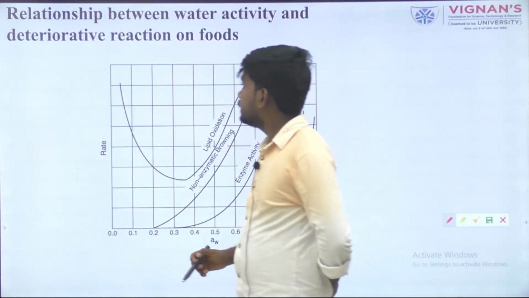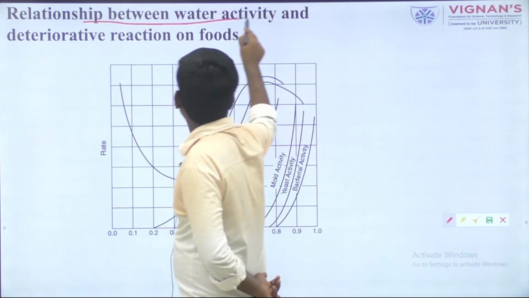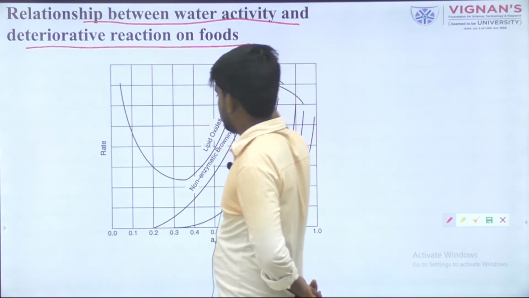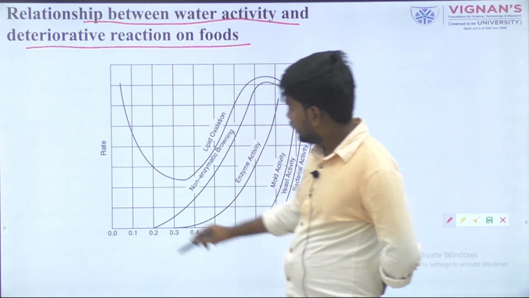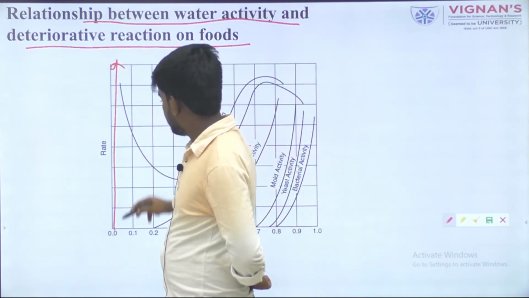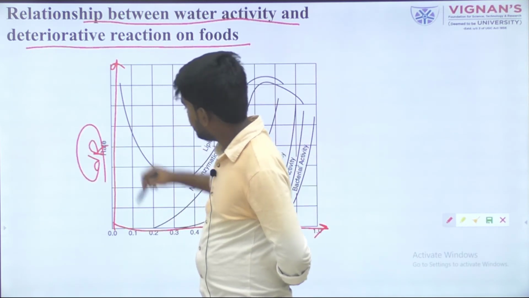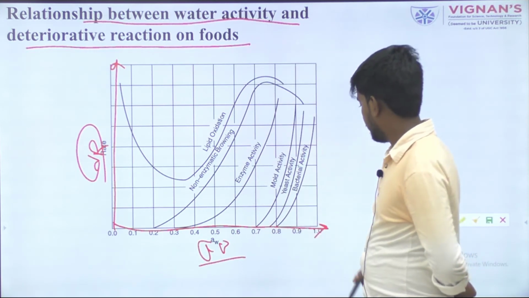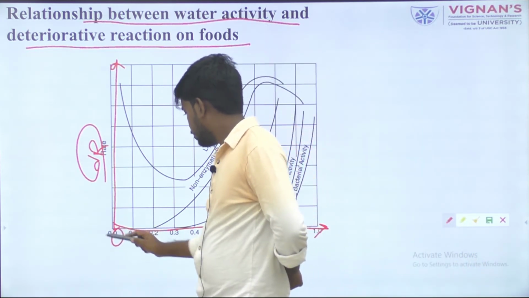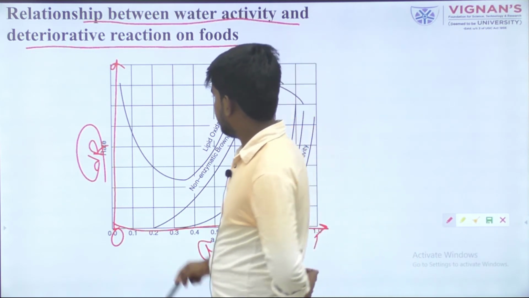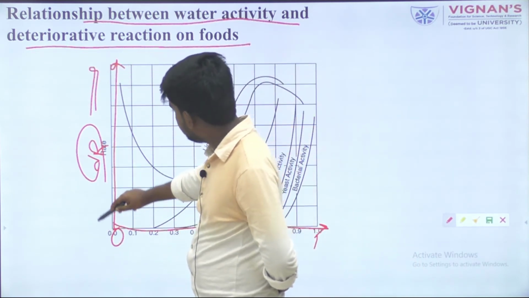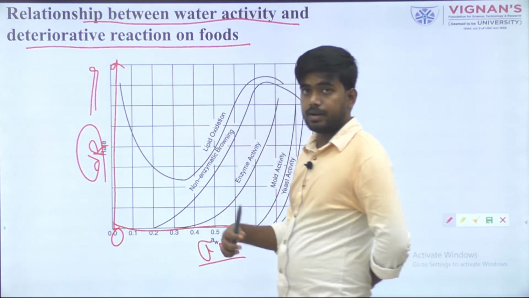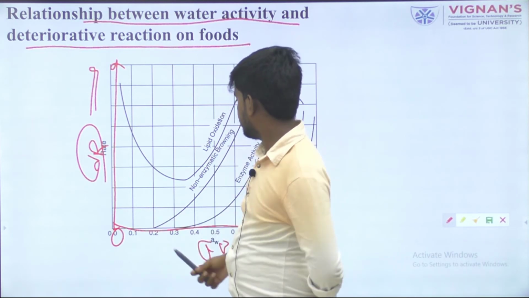Then the last thing is what is the relationship between water activity and the deterioration reactions of the food product. In this diagram, they are represented as a deterioration rate. Here you see the water activity of the food product, from 0 to 1, and this is the rate. It means if you are going in this direction, the rate will increase, and if you are moving in this direction, the water activity value also increases.